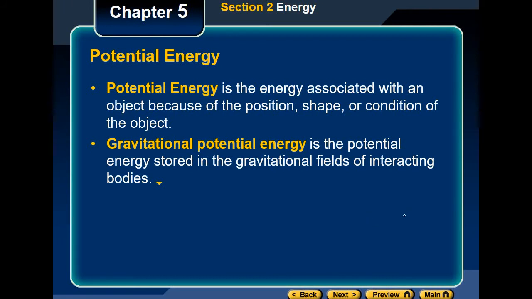Okay, as you see here, gravitational potential energy is energy stored in the object because of the gravitational force or the gravitational field. That is the gravitational potential energy. Any object higher than the Earth's surface has gravitational potential energy. Any object.